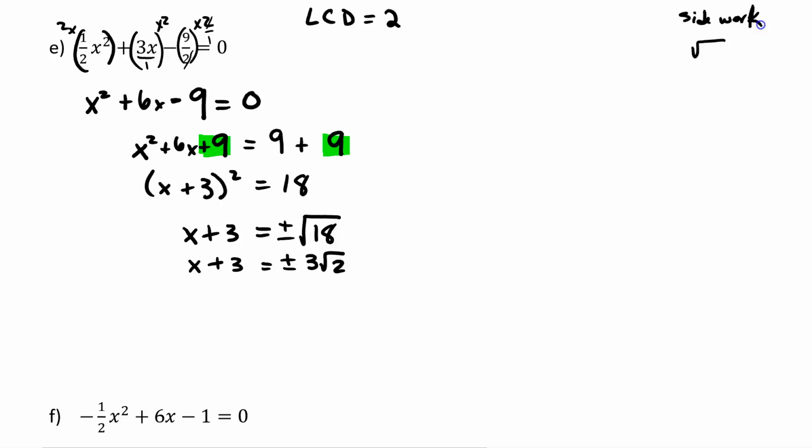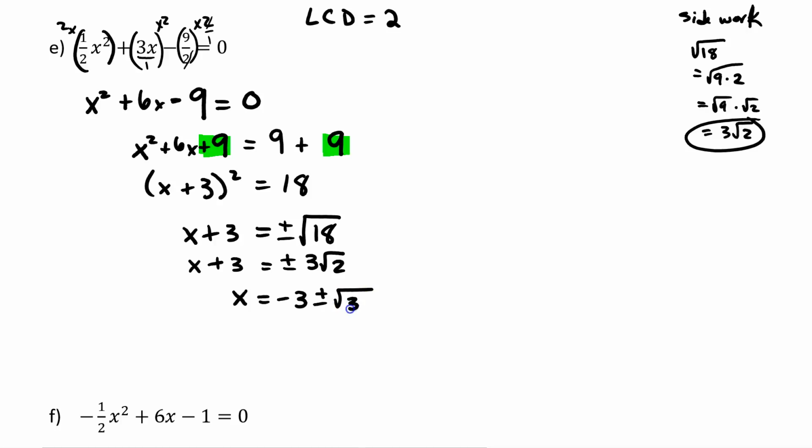Square root, not side word, side work. Square root of 18 equals the square root of 9 times 2, which is the square root of 9 times the square root of 2, which is 3 root 2. Okay, a little side work. And then I'm going to subtract 3 from both sides. Plus or minus 3 root 2. Bam. So remember, there are two values for x that are embedded, right? X equals negative 3 plus 3 root 2, and x equals negative 3 minus 3 root 2.